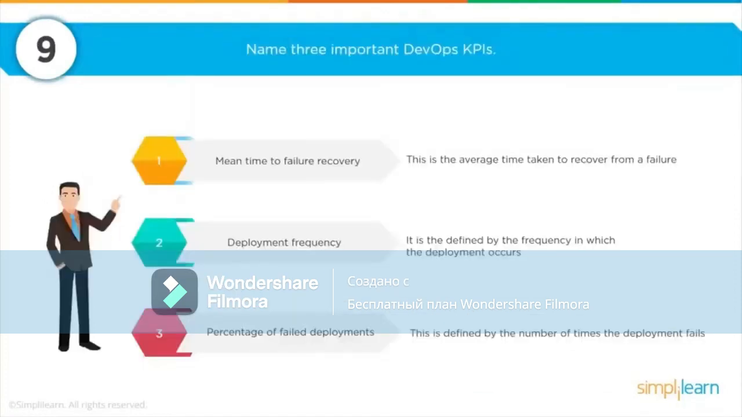role of DevOps. So one of the things that we want to be able to do effectively when we're releasing any kind of solution is to be able to measure that solution. And so KPIs are very important. So you will be asked for 3 important DevOps KPIs. And 3 that really come to mind that are very effective. The first one is mean time to failure recovery. And what this talks about is what is the average time it takes to recover from a failure?